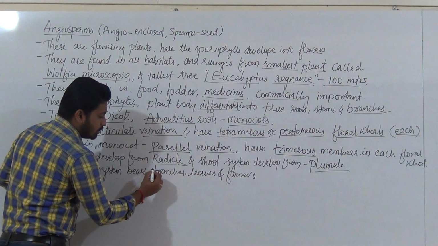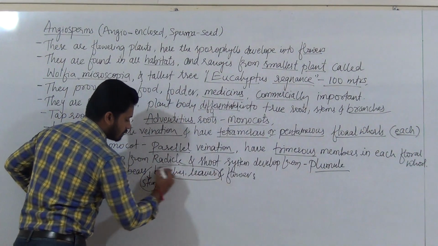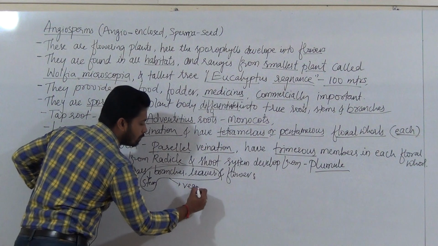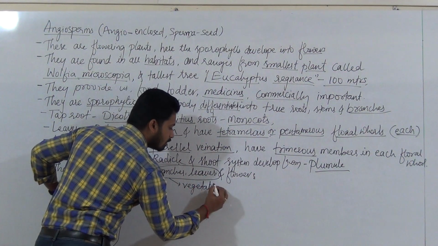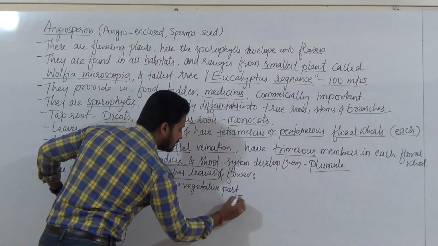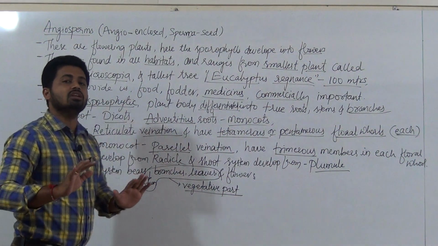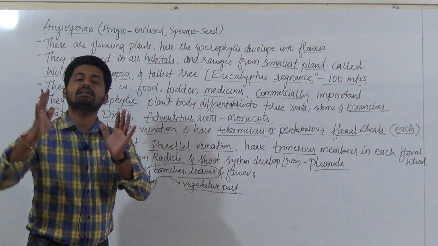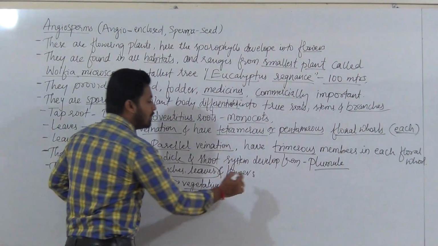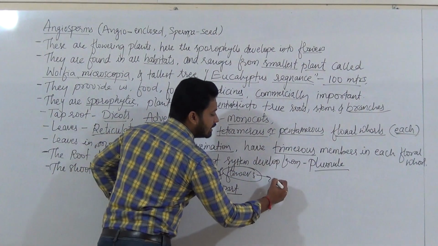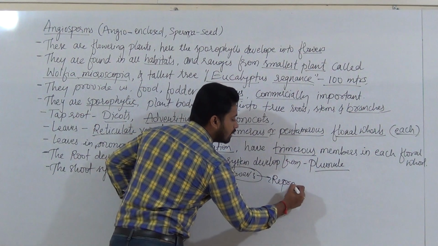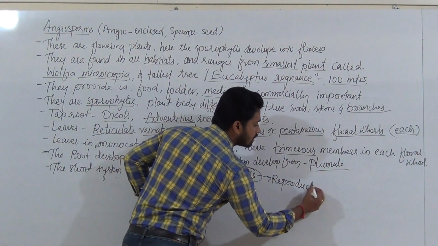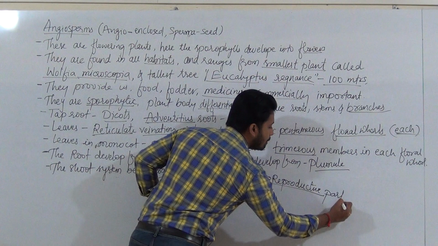Now remember, these three are vegetative parts. Vegetative part means they don't have any function in sexual type of reproduction. Which cells are in them? Only somatic cells or body cells. But what do flowers have? They are reproductive parts, meaning germ cells are in them, reproductive parts.